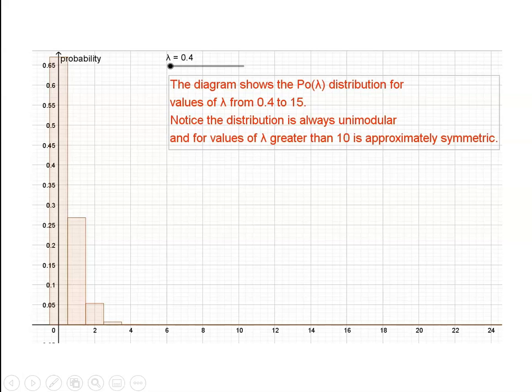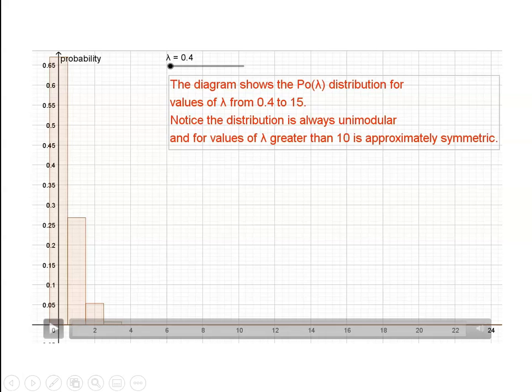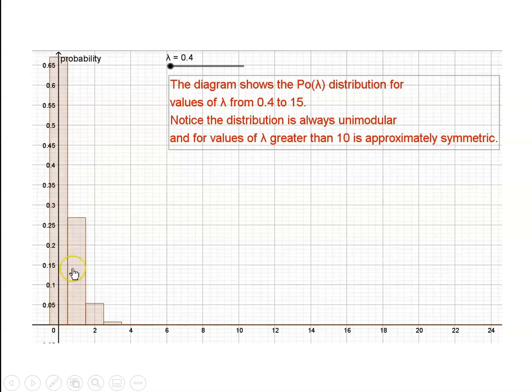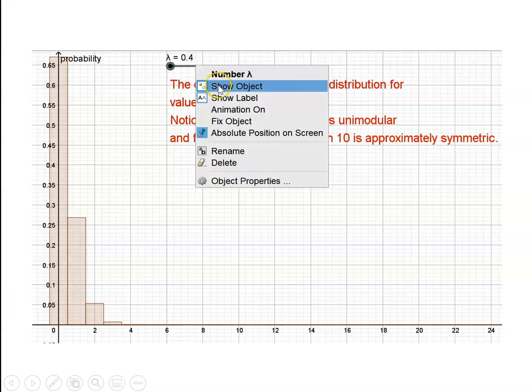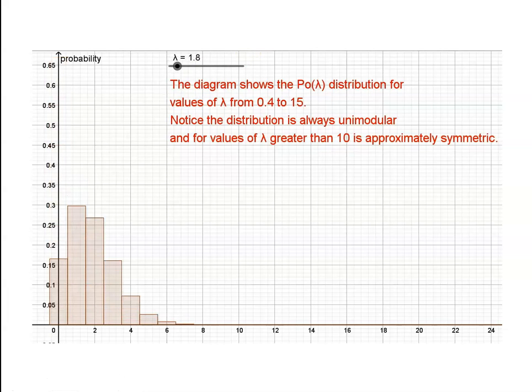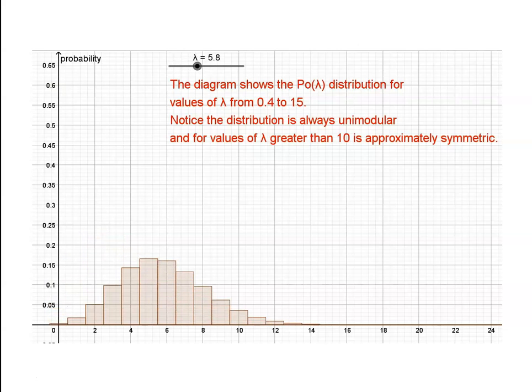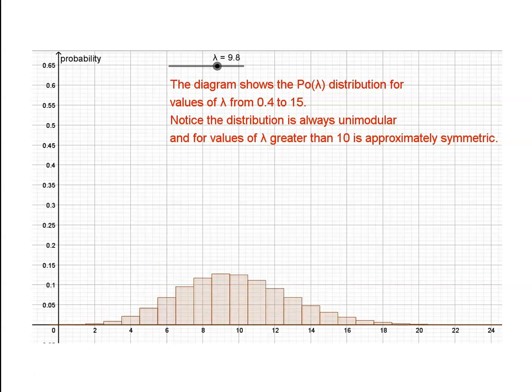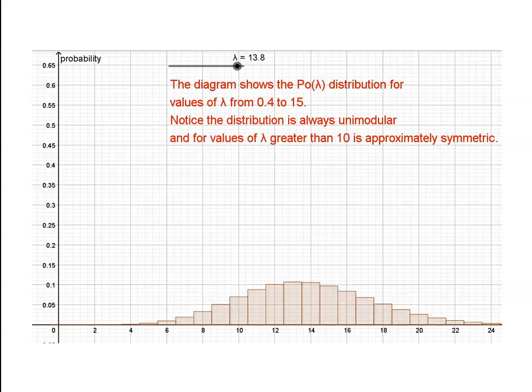It's worth having a look at what the Poisson distribution looks like, and the diagram is going to show us how the Poisson distribution with parameter lambda varies as lambda changes from 0.4 through to 15. And the major thing to notice as you watch this little mini video is that all of the time the distribution is unimodal, and that as lambda gets bigger than 10, the distribution is approximately symmetrical.